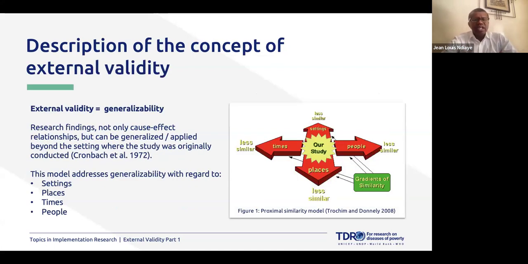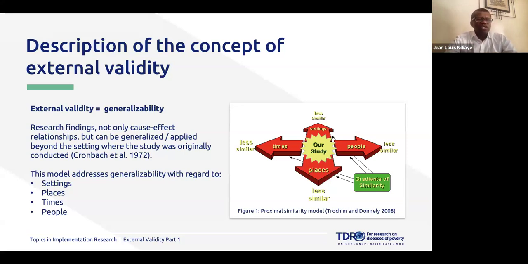First of all, generalizability. Here you can see that generalizability is often used in a non-systematic fashion to describe the relevance of a specific implementation research finding to other settings, based on a broad assessment of the contextual similarities between those settings and the settings where the study was originally conducted. So this finding can be generalized to other settings.